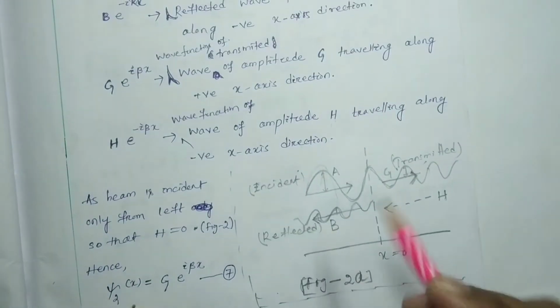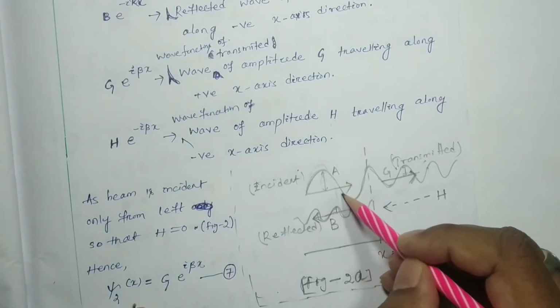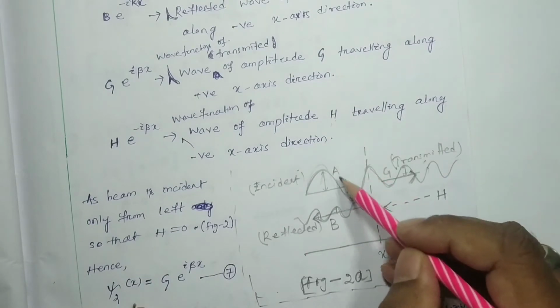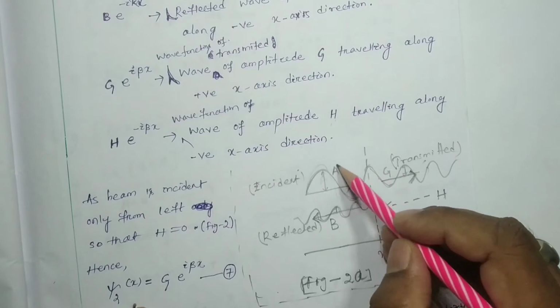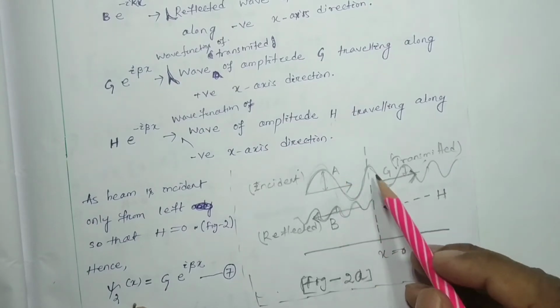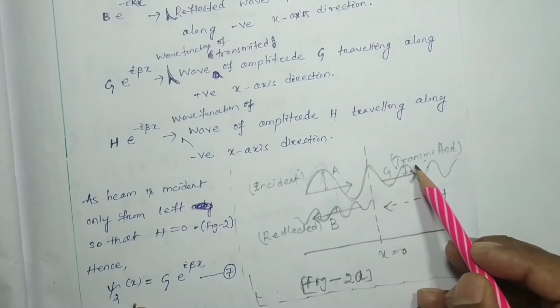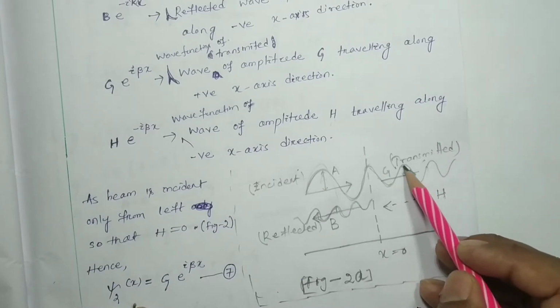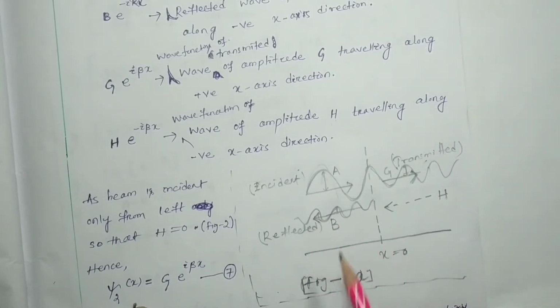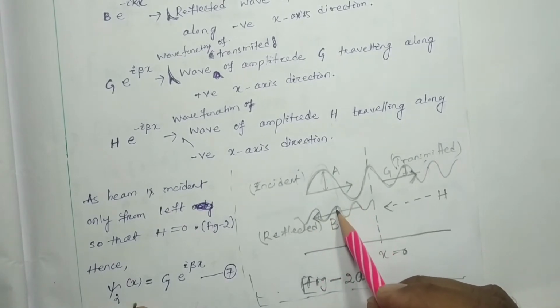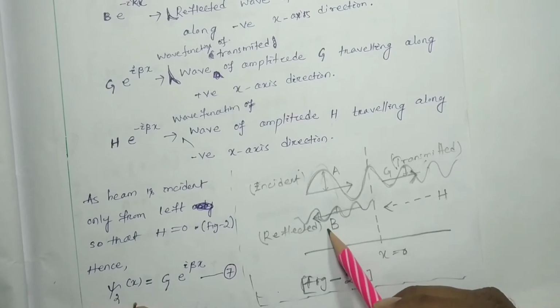So this is the incident wave. You can say that this is the incident wave having the amplitude a, this is the transmitted wave having amplitude g, and this is the reflected wave having the amplitude b in the region 1.